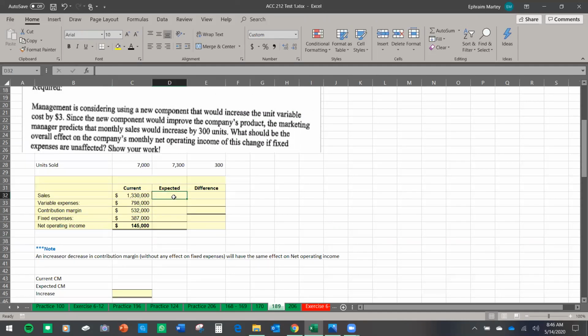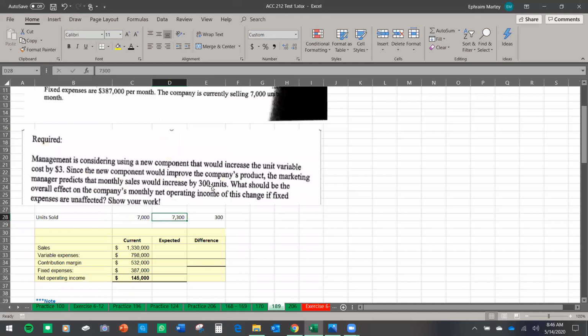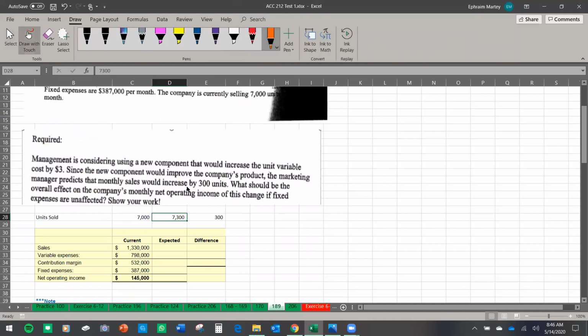But what are we expecting? We are expecting now to sell 300 more. So it says here, sales will increase by 300 units. So 7,000 plus 300 is 7,300. That's how I got that.